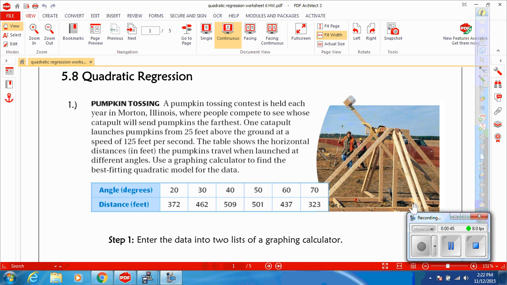So if we are going to do a regression problem, let's do an example. Now, this is the sheet that you have on your Edmodo, so if you just want to pull it up or print it off so that you can use it as you're going along, that'll be great.